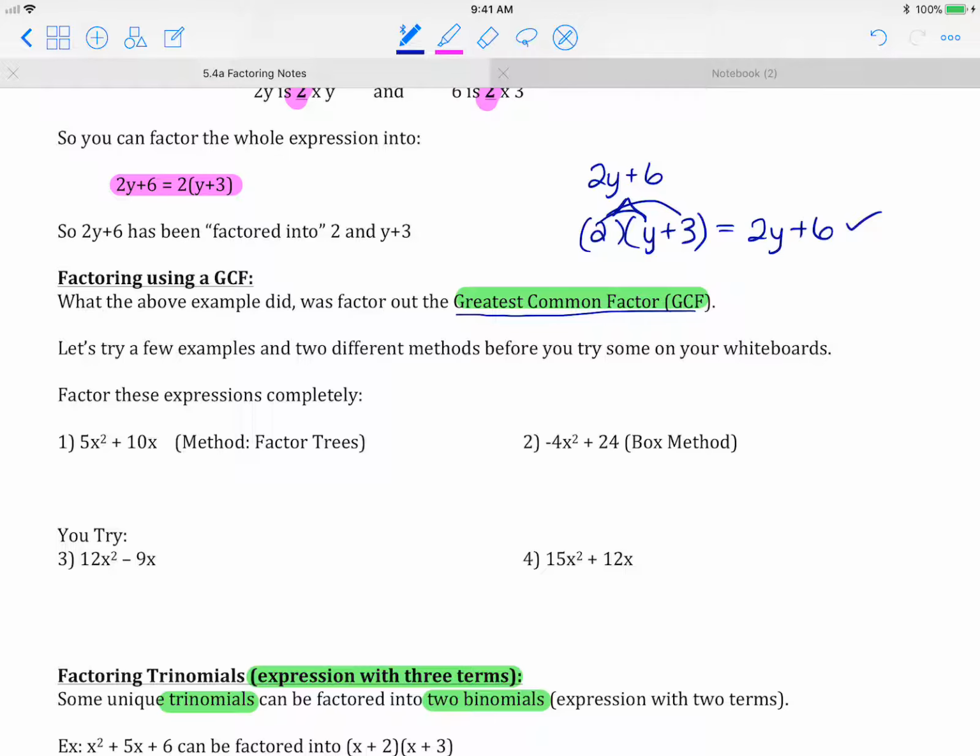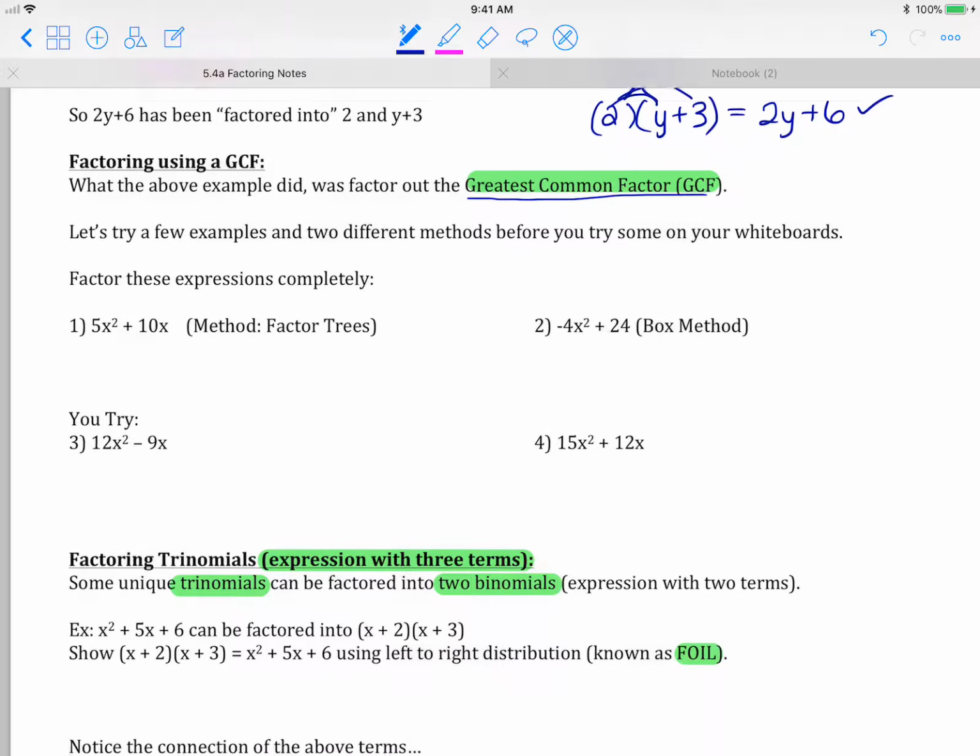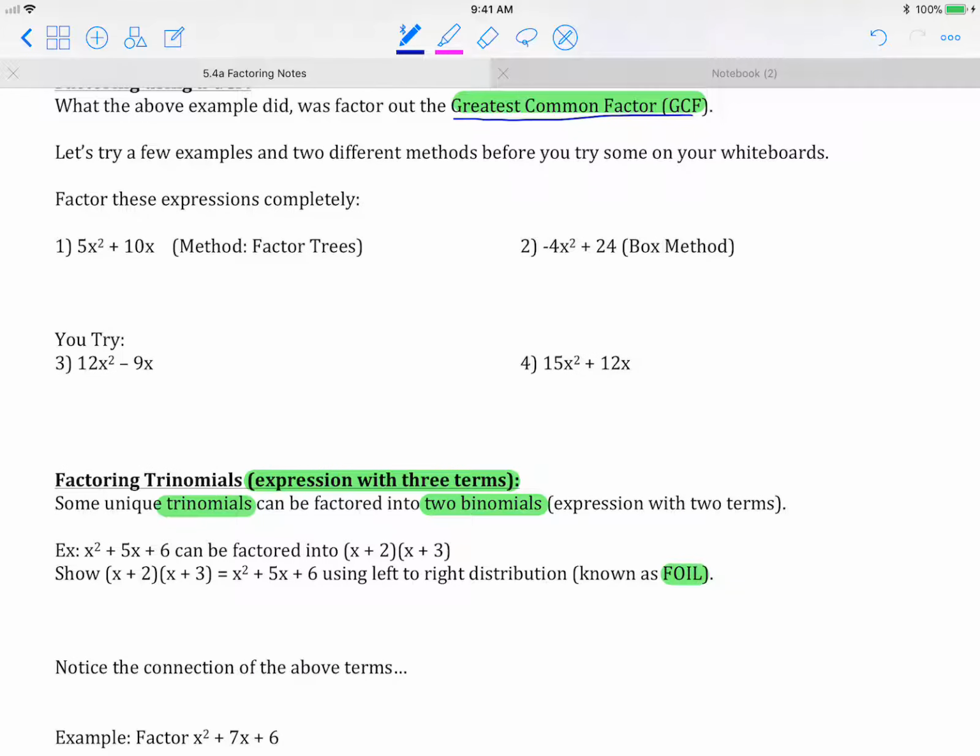So let's try a few examples, and we won't be using whiteboards because I'm not there, but here we go. We're going to factor these expressions completely. There's two methods. There's the factor tree method. This method only works if you're working with the GCF. We're not always working with the GCF, so the factor tree method won't always work. Sometimes it can, but it won't always. I would write that down on your notes.